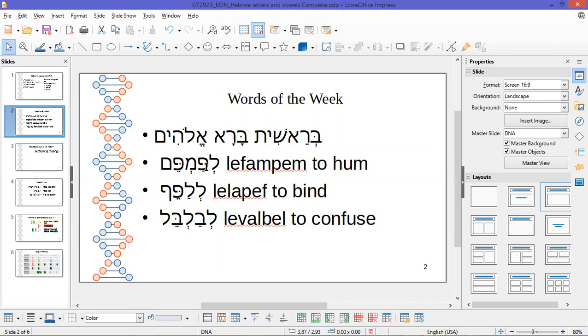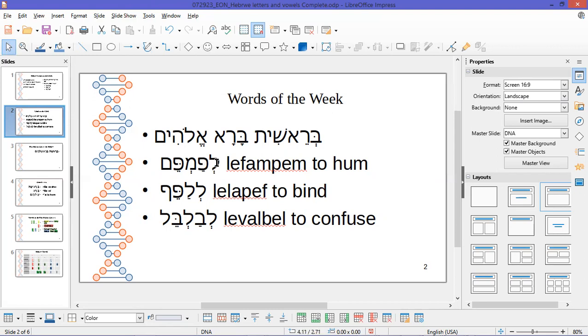Okay, right, and two dots underneath. So one makes the F sound, one doesn't. Right. So the one that has the dot in it makes the P sound, and the one that doesn't have the dot in it makes the F sound.